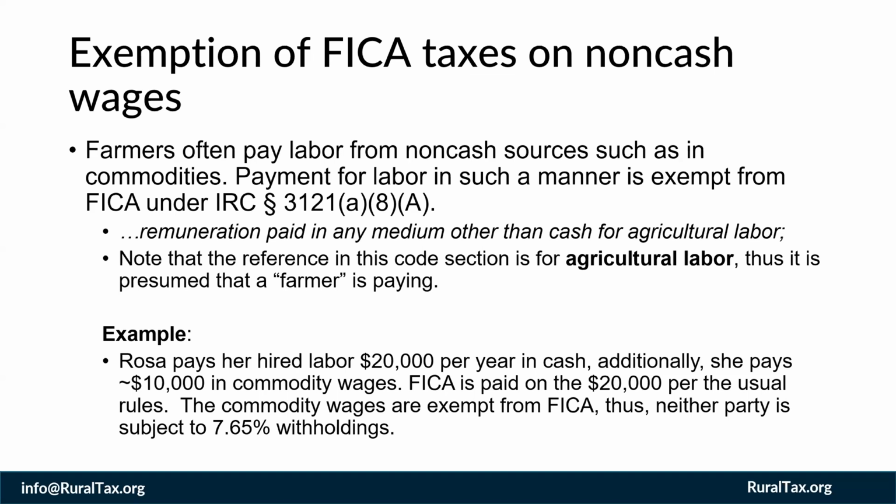And so in the example that's at the bottom of this particular slide, we see that Rosa pays her hired labor $20,000 a year in cash. Additionally, she pays them about $10,000 in commodity wages. So FICA is going to be paid on the $20,000 per the usual rules. And then the commodity wages are going to be exempt from FICA. And so in this case, neither party is going to be subject to any of the 7.65% withholdings relative to that.